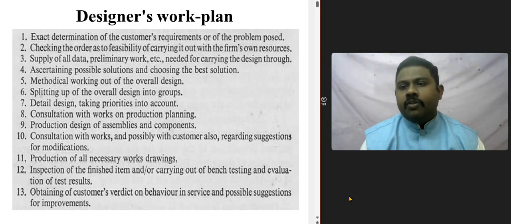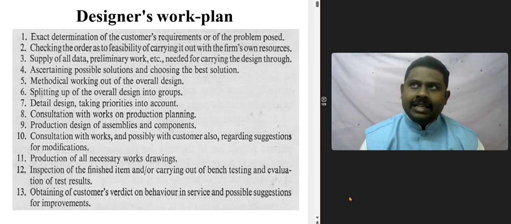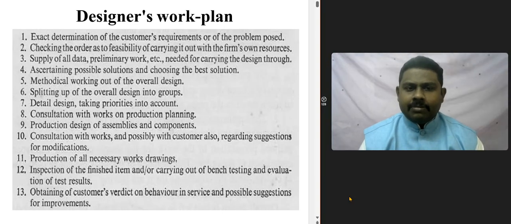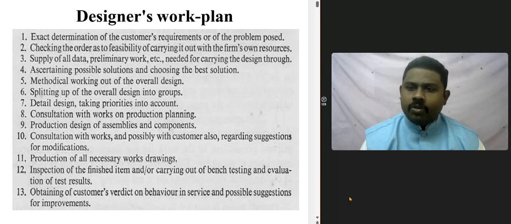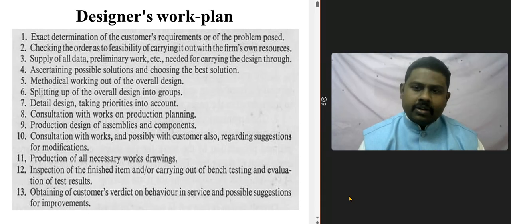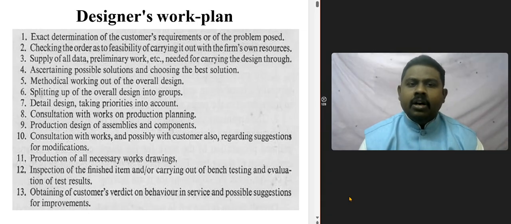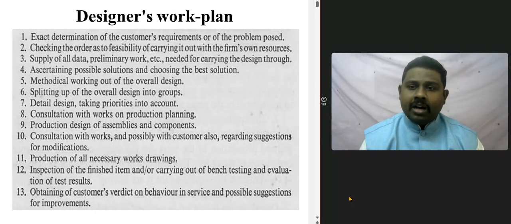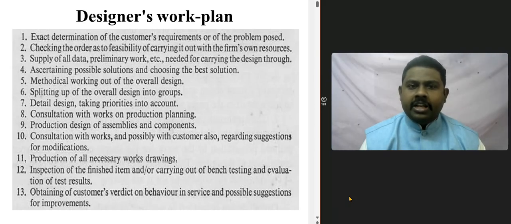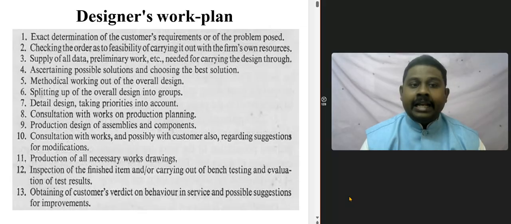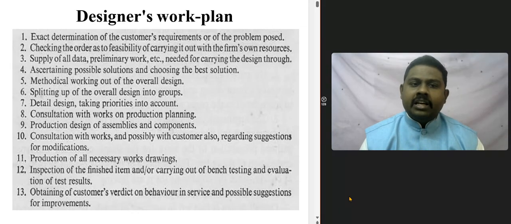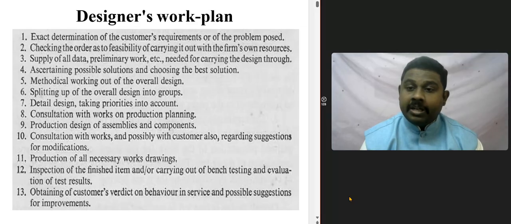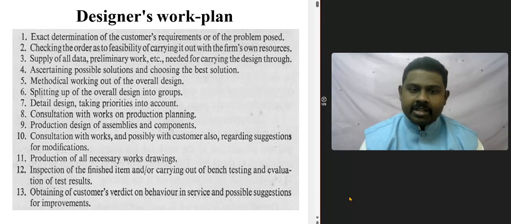Then splitting up of the overall design into groups. For example, take a thermal power plant. What are the different areas? Civil work, mechanical work, electrical work. In each division we have one manager, engineer or director. All the works need to be divided and given to them accordingly, because only then can they plan their own things. Before installing the machine, all the civil works need to be completed and the electrical works given. That is called methodological working out of the overall design. It needs to be split into small parts, the entire drawing based on the drawing numbers.